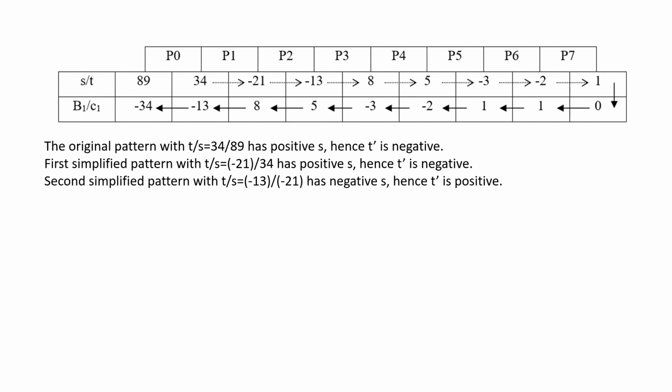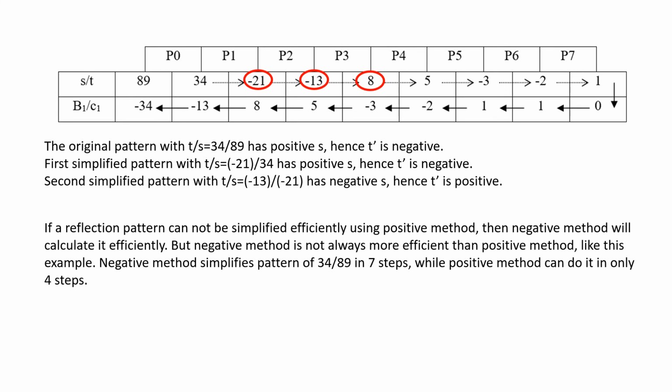The original pattern with t over s is 34 over 89 has positive s, hence t prime is negative. First simplified pattern with t over s equals negative 21 over 34 has positive s, hence t prime is negative. Second simplified pattern with t over s is negative 13 over negative 21 has negative s, hence t prime is positive. If a reflection pattern cannot be simplified efficiently using positive method, then negative method will calculate it efficiently.